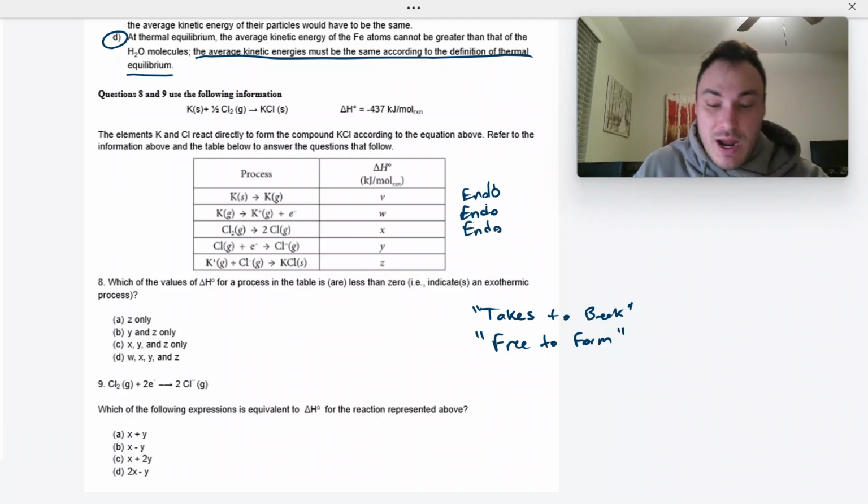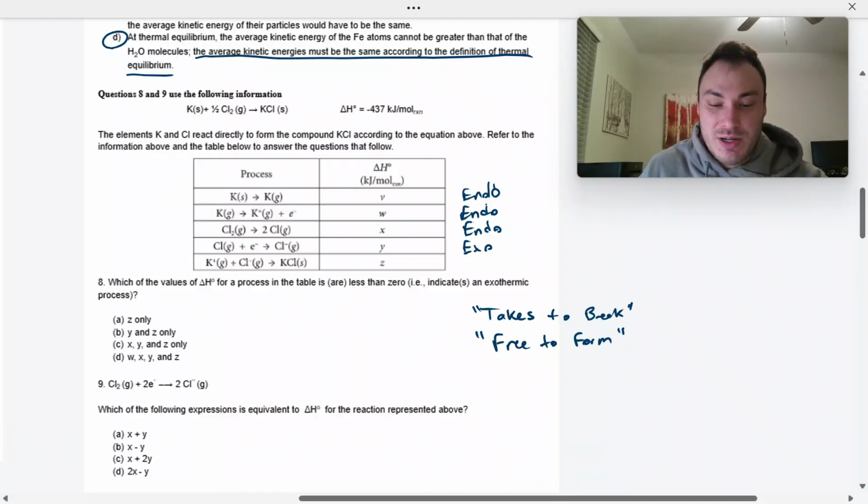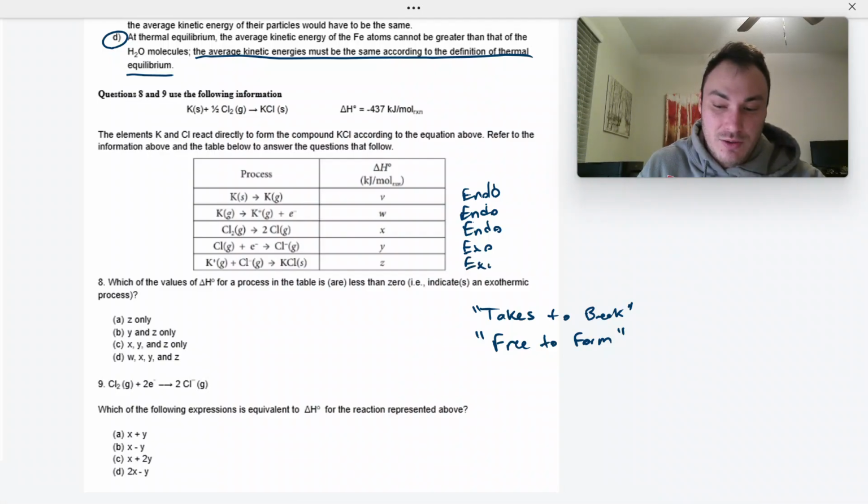For C, now we are forming a bond or an attractive force. We're putting together an electron and chlorine to make a chloride ion. This is exo. And for the last one, we are also bringing something together. We're bringing a potassium ion and a chloride ion to make potassium chloride. This is also exo. So the two that are exo are Y and Z, so Y and Z only.